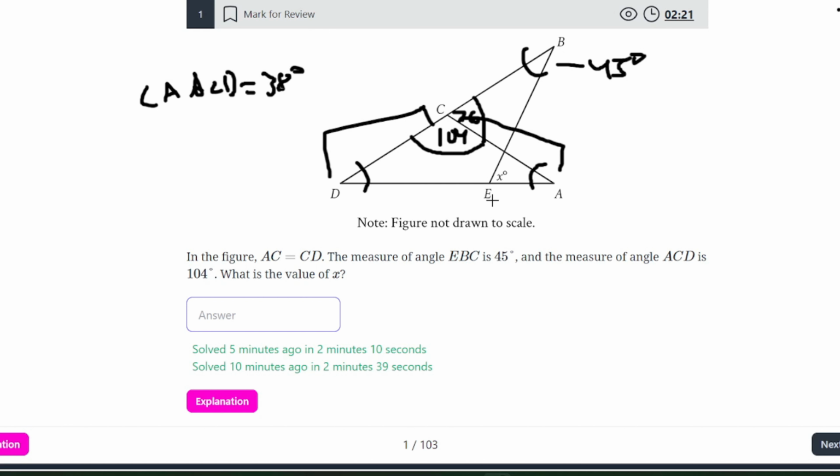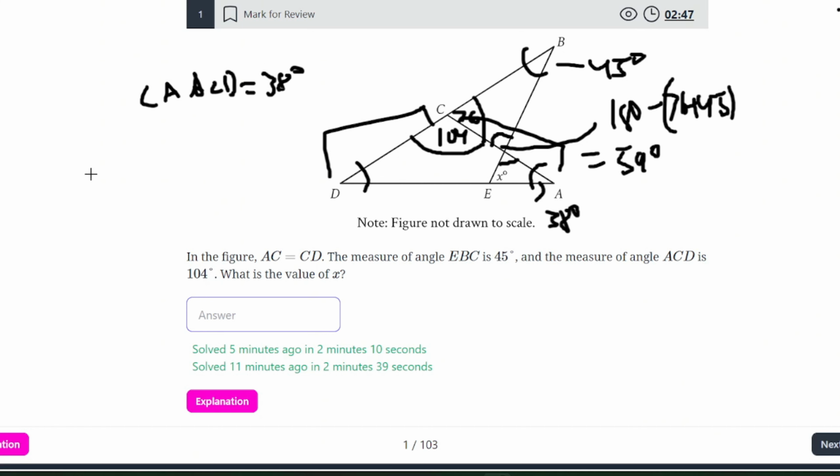Now, because we know this, we can do our next step, which is finding this little angle here. For that little angle, we can just do 180 minus 76 plus 45, and that's going to equal 59 degrees. Now this little angle will be congruent to this little angle here because they are vertical angles. And since this is also 38 degrees, all we have to do now is 180 minus 59 plus 38 degrees, which would give us 83 degrees as the answer.